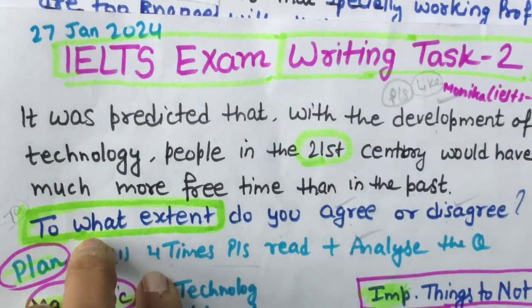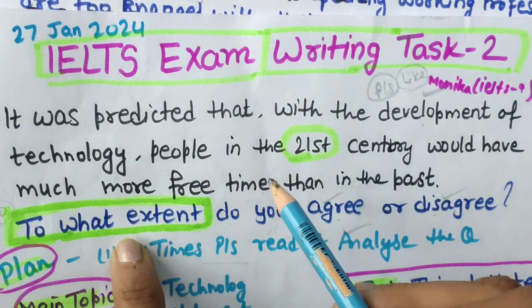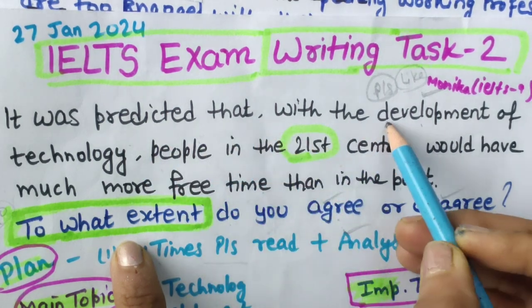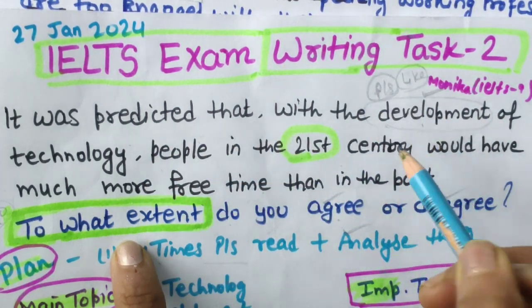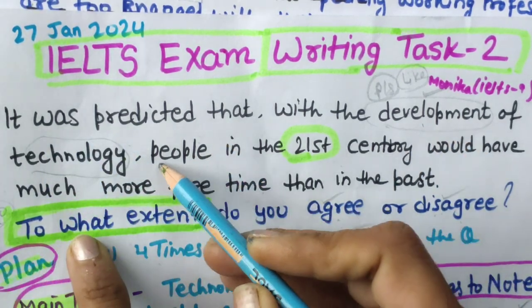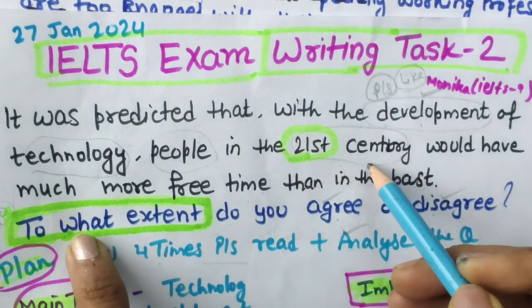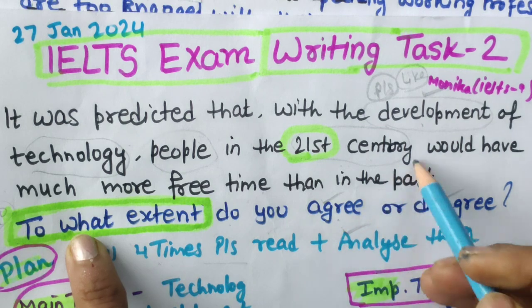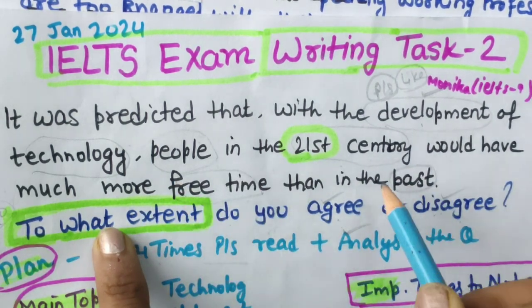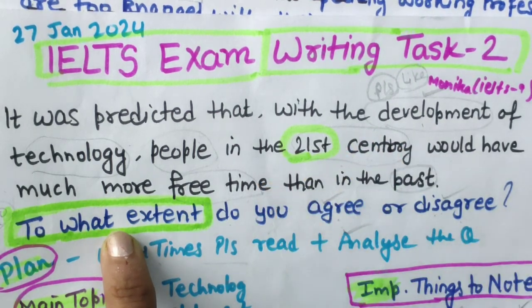Now let's discuss the important keywords in this question statement. It was predicted with the development. So the word development we have to write again and again. Technology also we have to write again and again. People also we have to write. And for 21st century, I will give you the synonyms of this also. And would have much more free time, and past. These are the keywords that we need to write again and again from the question statement.